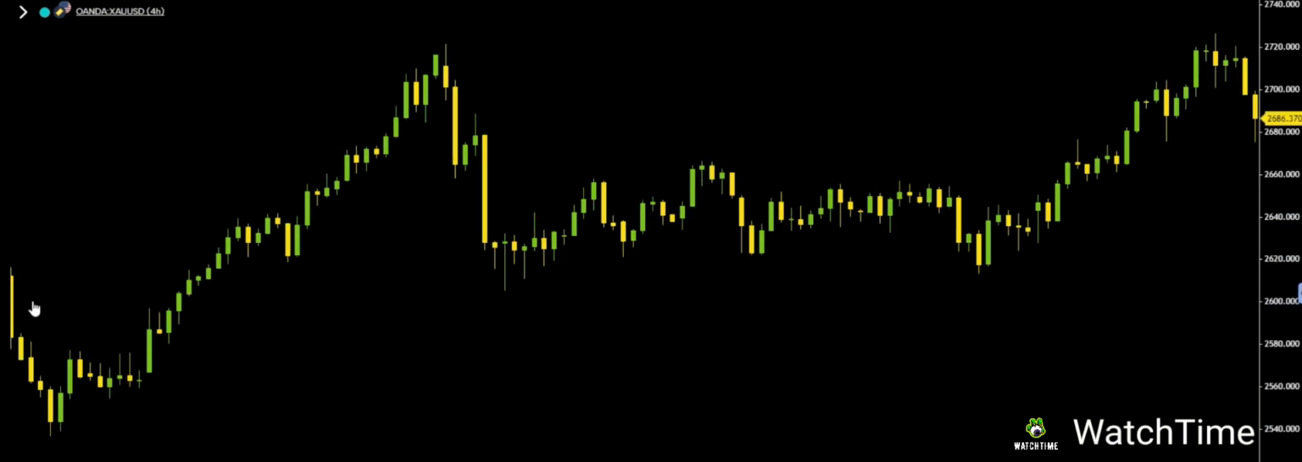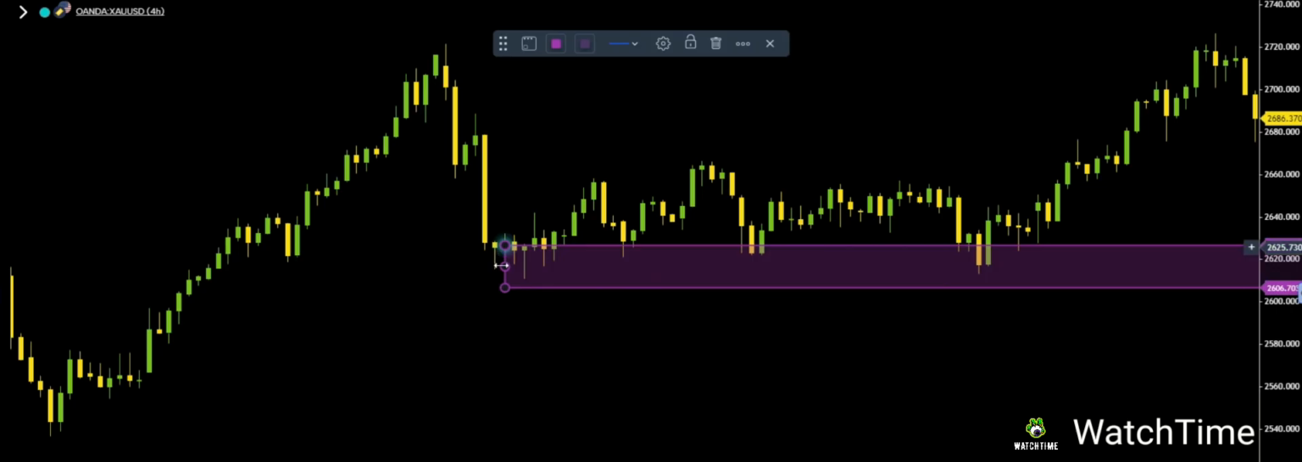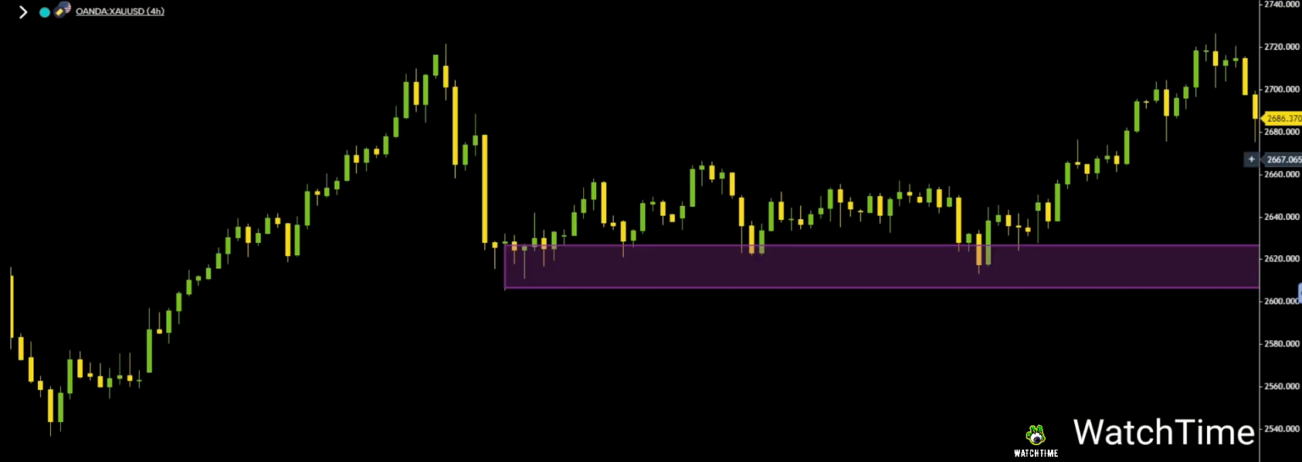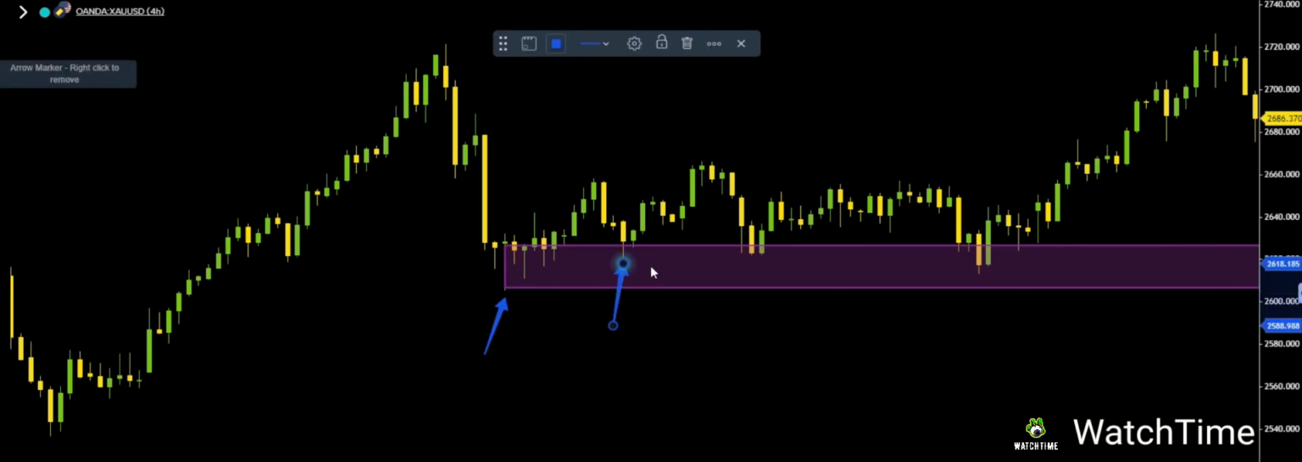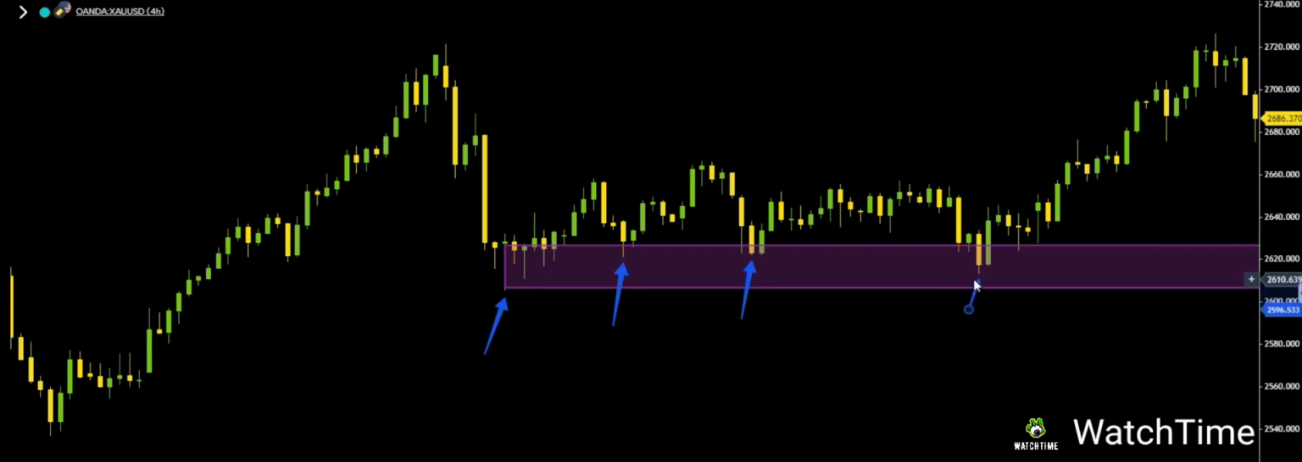Here's what we'll cover in detail: identifying clean zones in real time, how to spot high-probability areas where big players enter the market, avoiding weak or broken zones, why some zones fail and how to steer clear of traps, understanding market structure, aligning every trade with the trend and momentum, waiting for confirmations, no guessing, just data-backed entries.